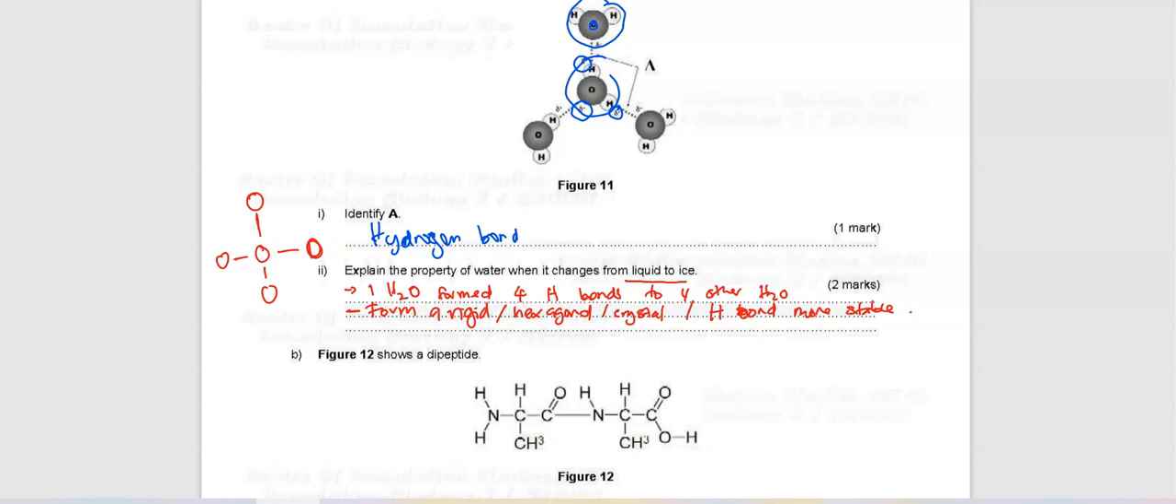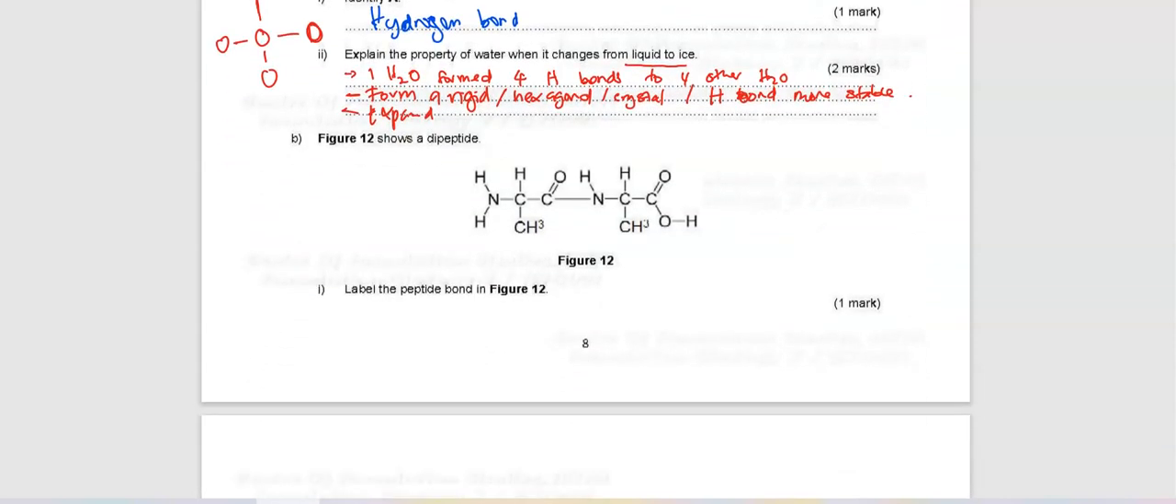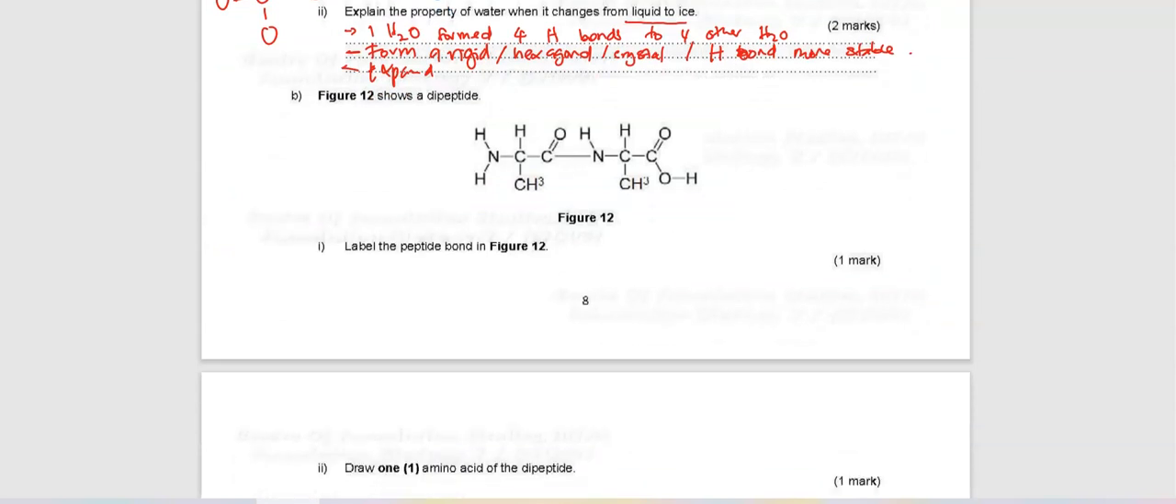Or you can add another point: when water changes from liquid to ice, the ice will expand. The ice will expand when it freezes. Or ice is less dense, or it has a low density compared to water in liquid form. So that's why ice can float in water.